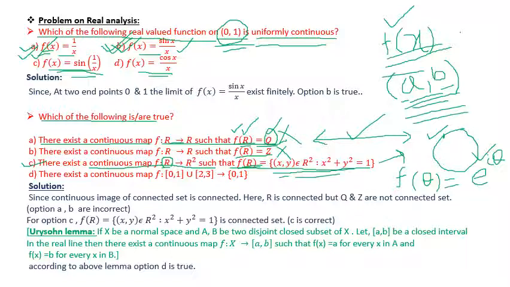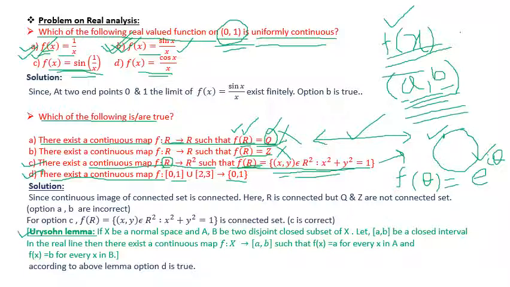And here there exists a continuous map from the closed interval [0,1] union [2,3] to {0,1}, right? So {0,1} represents a finite set. So option D will be true. Why will this option be true? Just look at this lemma, the Urysohn lemma.